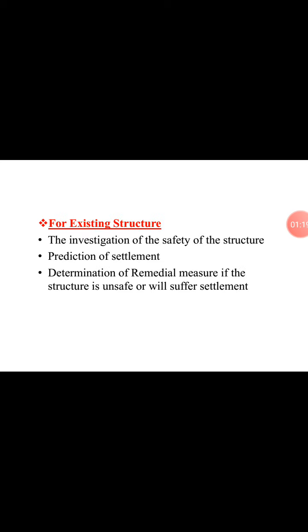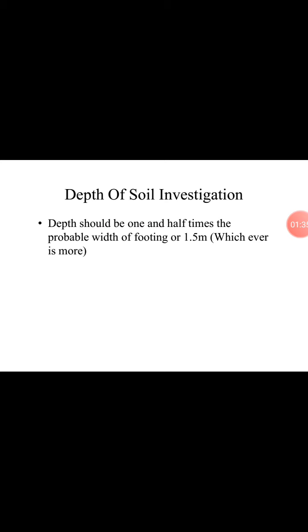And if your structure is an existing structure, meaning already constructed, then the investigation is for the safety of the structure, prediction of settlement, and determination of remedial measures if the structure is unsafe or will suffer settlement.